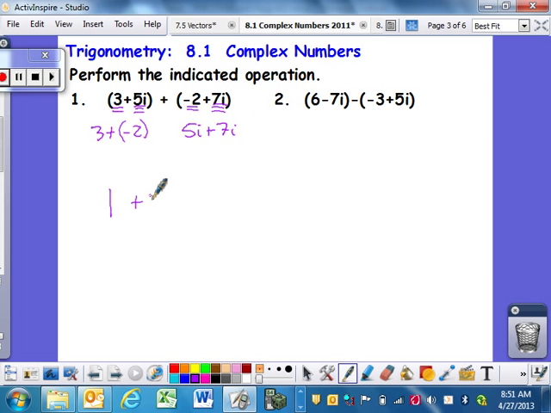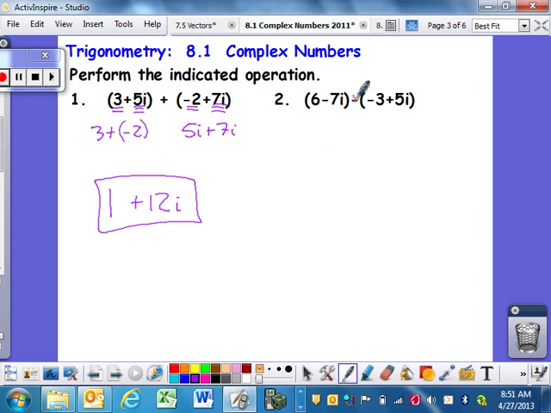And that ends up being 12i. And you want to write it real part first and then the complex, or imaginary, part. So we have 1 plus 12i for that addition problem. Okay? The subtraction problem.